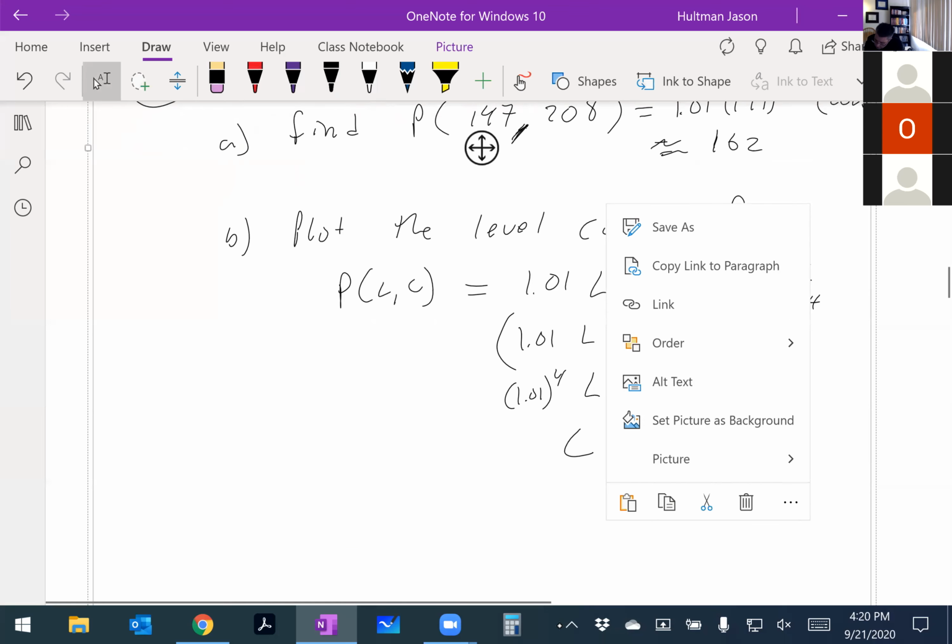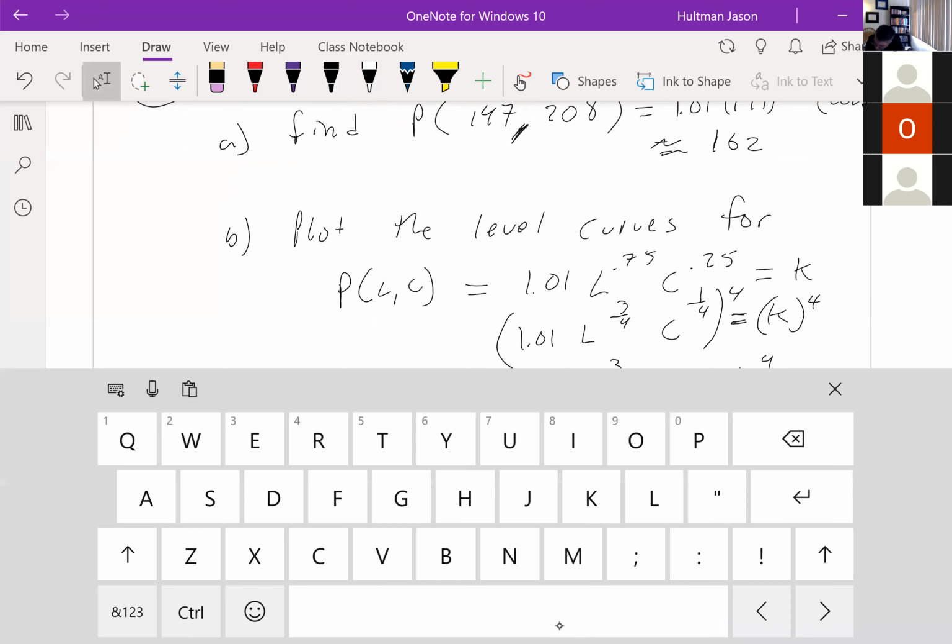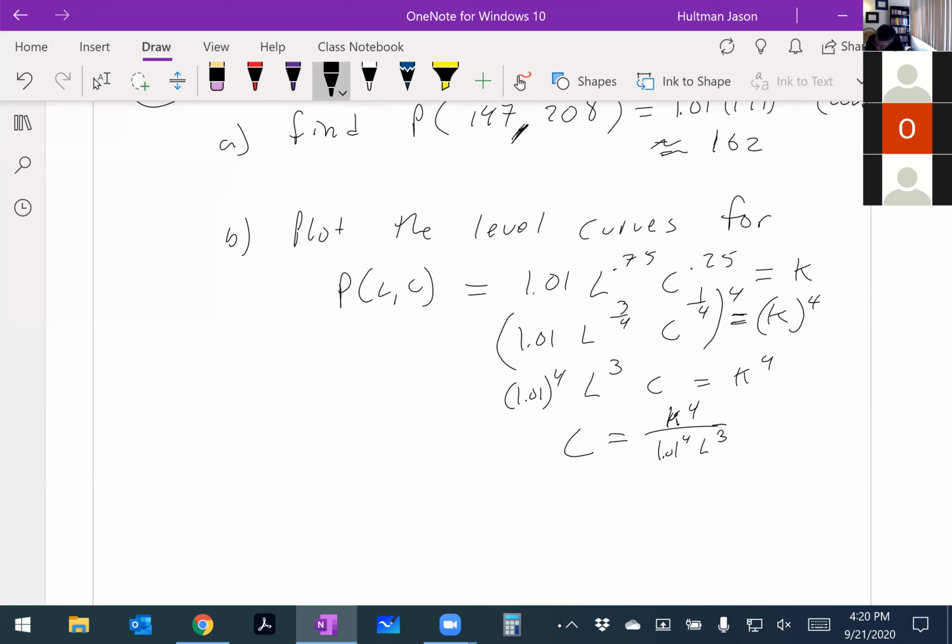So we can see that we're not dividing by a whole lot here. This 1.01 to the fourth power is pretty close to 1. And so we can see that there's kind of a relationship here in that this K to the fourth power, that's just a constant. Does that make sense? Okay, that K to the fourth power, that's just a constant.